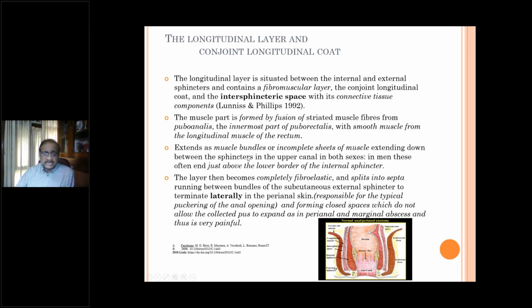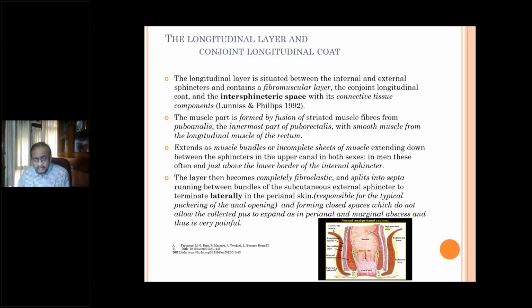Okay. Now it extends as a muscle bundle or incomplete sheets of muscle. So it is not one continuous. It has got a varied picture. It could be a continuous sheath of muscle, it could be an interrupted sheath of muscle, or it could be an interspersed sheath with fibrous tissue. Right? And where would it end? It ends at the lower border of the, see, it's ending out here. So the lower border of the internal sphincter. And from here, it becomes completely fibroelastic. That means it loses all muscular component. It has got fibro and elastic components.